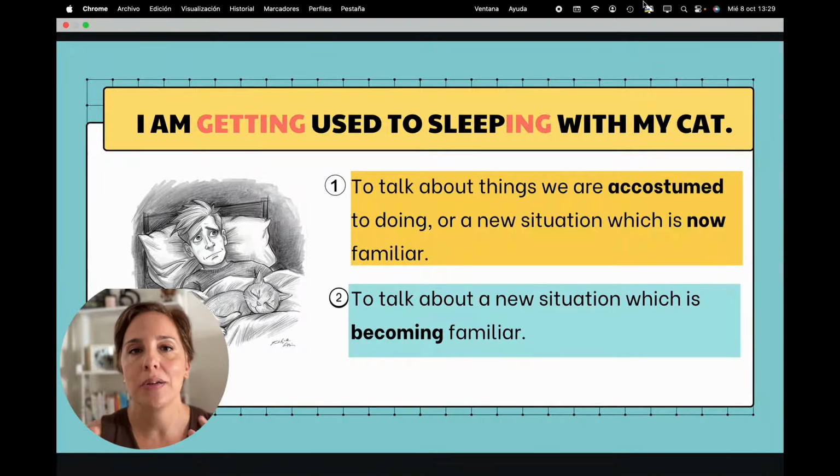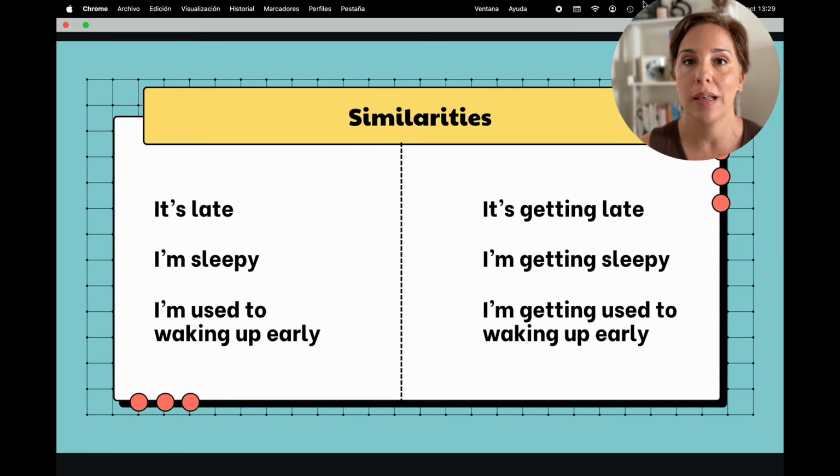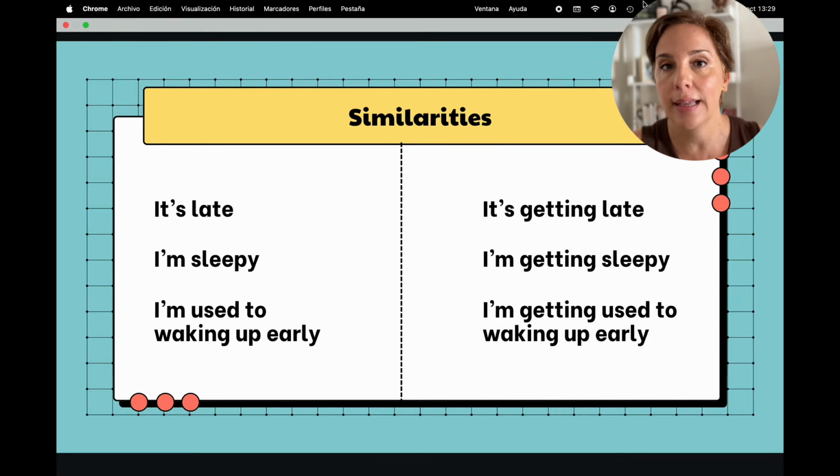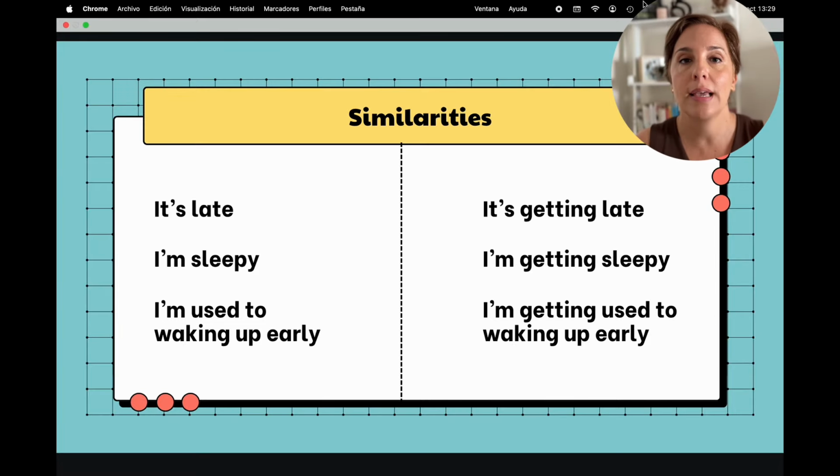So the similarity between to be used to and to get used to is quite similar to these examples. For example, it's not the same to say it's late than it's getting late, right? If you say it's late, it means that it's already late, okay? But if you say it's getting late, it means that it's becoming late. It's beginning to be late.